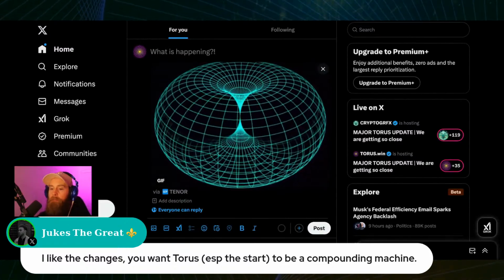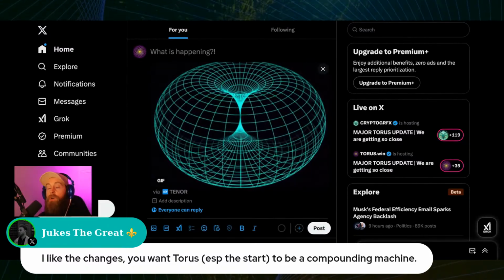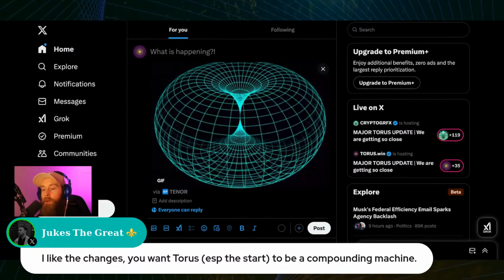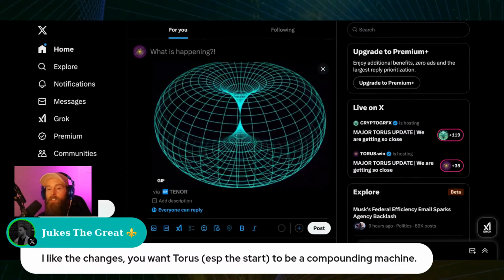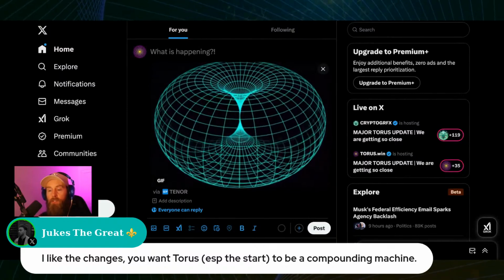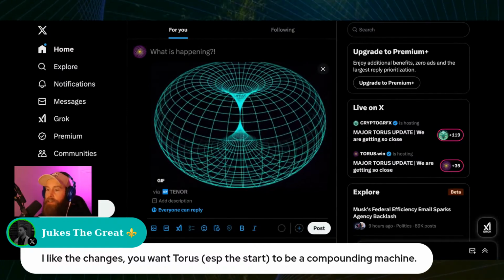So you can always be making your tokens work for you. There's never a point in TORUS where you are stuck. You are always earning from the same source. It's just the door changes on which one you use to access the source. Think about it like this, right?